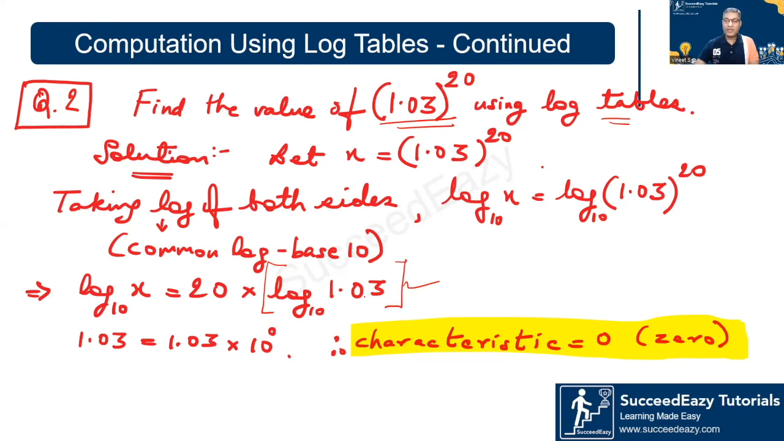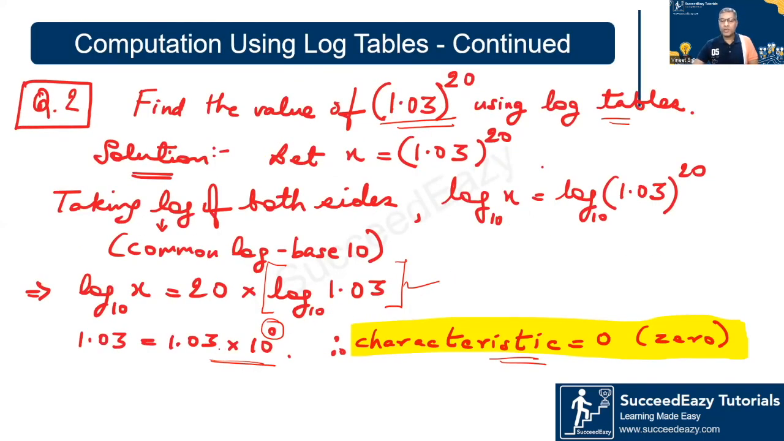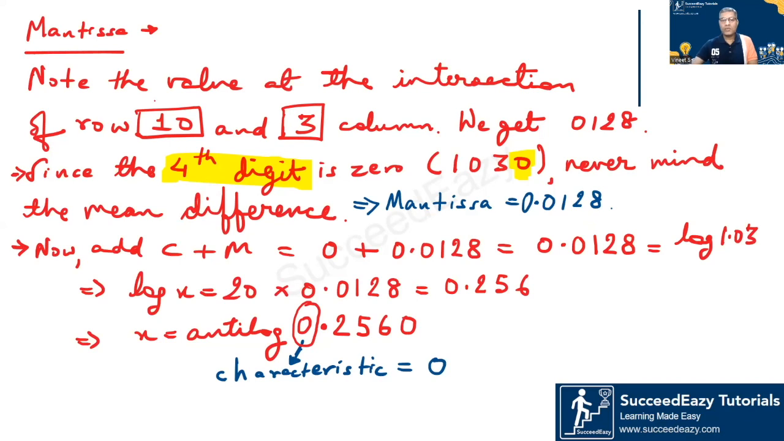1.03 is that second type in which you need not move the decimal. It is already placed after the first significant digit. You can just put this number as equal to 1.03 times 10 to the power 0. And the exponent of 10, that is 0, becomes your characteristic. So let's now find the mantissa, that is the fractional part. The number is 103. You can take this number as 1030. So the first two digits are 10 and the third digit is 3. Look at the intersection.